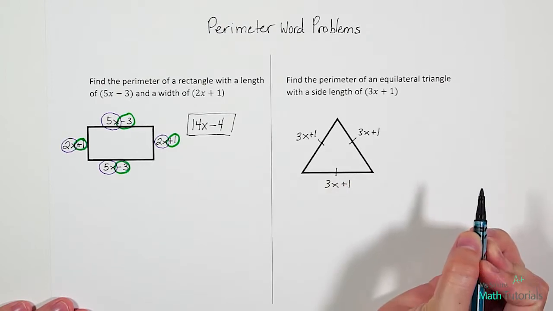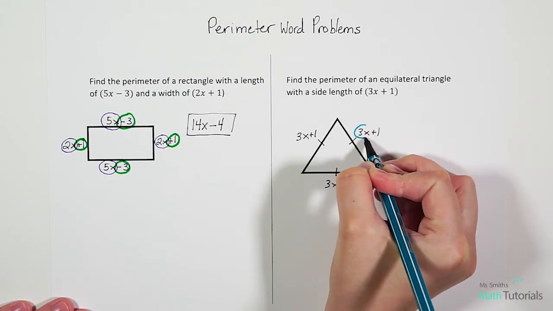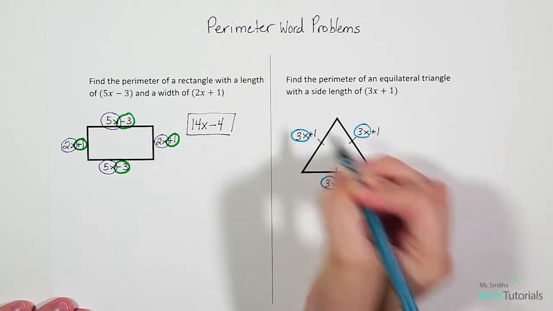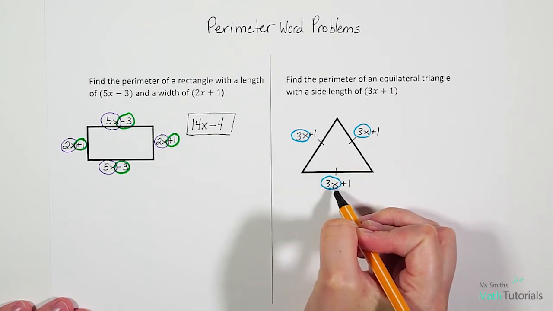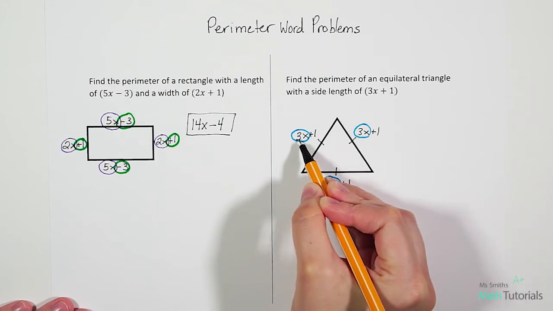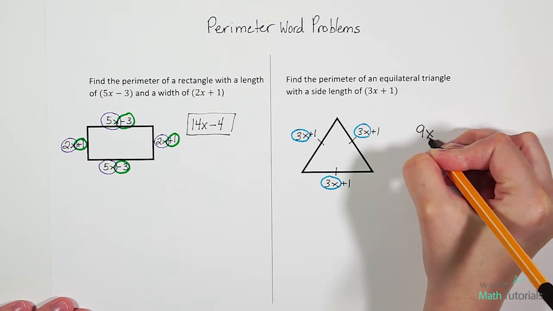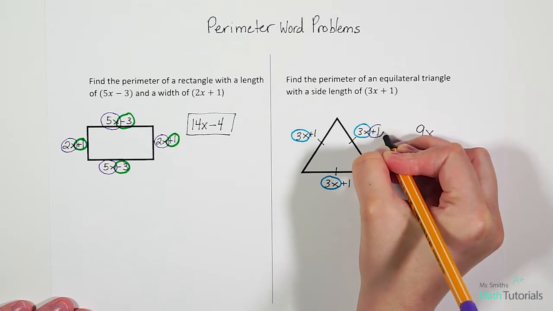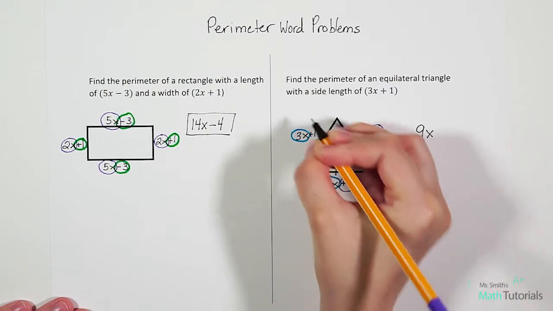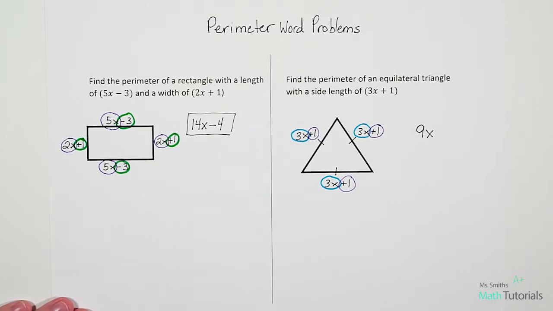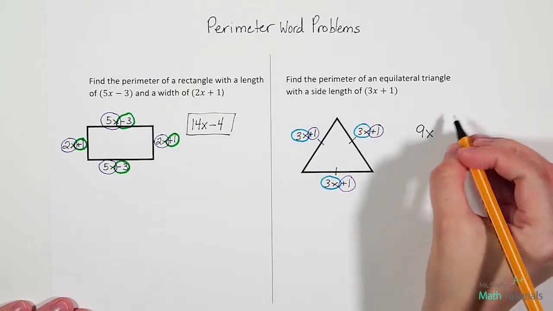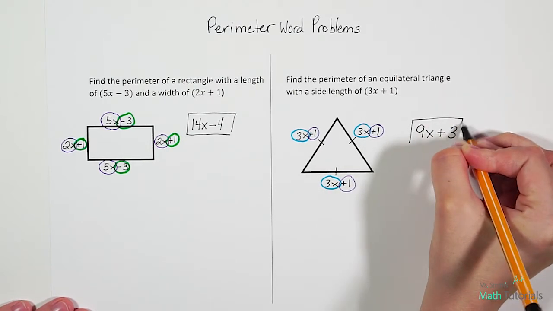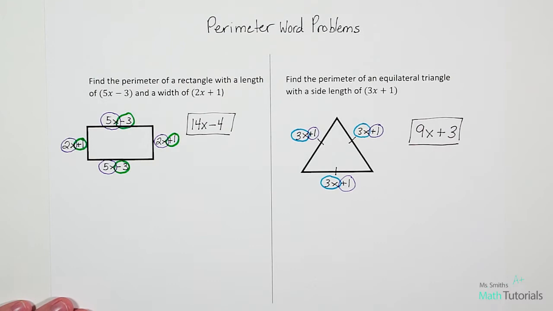All of our x's we want to circle in teal. 3x plus 3x, well now we've got 6x, plus another 3x, 9x. And then our ones, we'll do in purple. And a 1 plus 1 plus 1 is a positive 3. So our perimeter of this triangle is 9x plus 3.